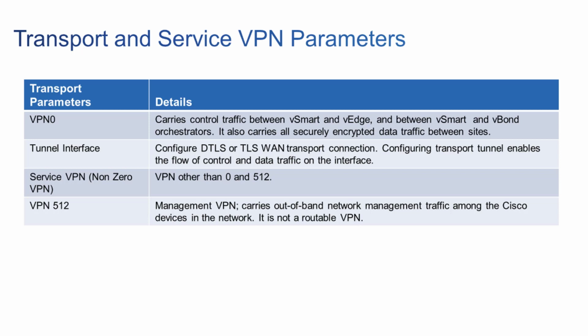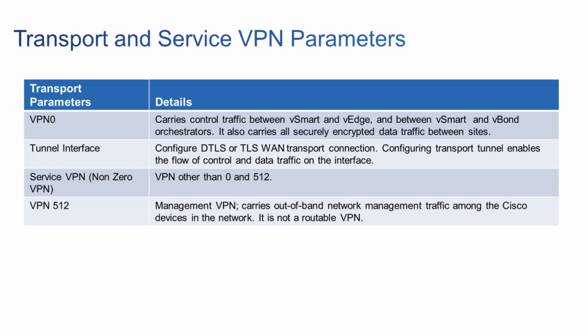VPN 0 is a transport VPN. It's going to carry the control traffic over the DTLS or TLS connections between the vSmart controllers and the WEdge routers, and between vSmart controllers and the vBond orchestrators. So initially, VPN 0 contains all of the device interfaces except for those management interfaces, and all of those interfaces are disabled by default. For the control plane to establish itself so that the overlay network can function, you have to configure the WAN transport interfaces in VPN 0.